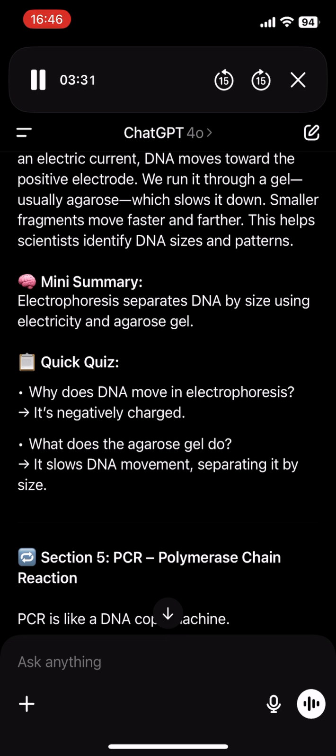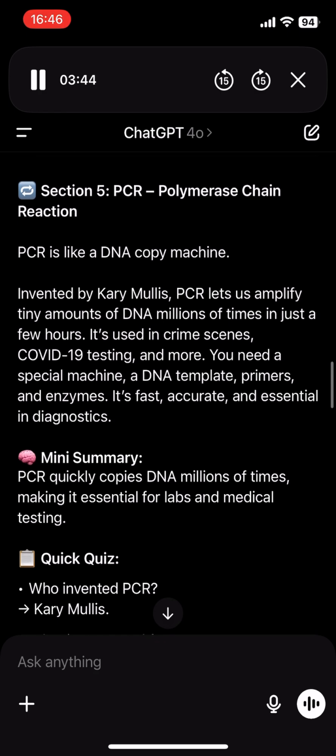Section 5: PCR, polymerase chain reaction. PCR is like a DNA copy machine. Invented by Kary Mullis, PCR lets us amplify tiny amounts of DNA millions of times in just a few hours. It's used in crime scenes, COVID-19 testing, and more.